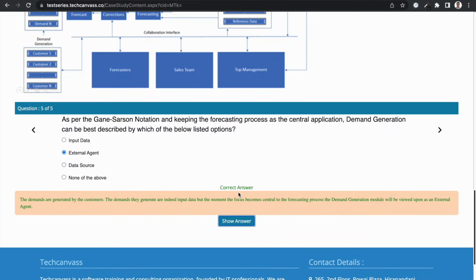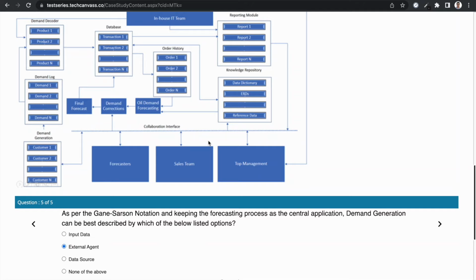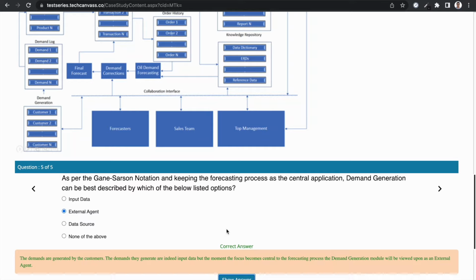The demands are generated by the customers. The demand they generate is indeed input data, but as the focus becomes central to the forecasting process, the demand generation module will be viewed as an external agent. Sometimes for a question you may not need to go through the entire diagram, which may look this huge, with a lot of information about the source data, inputs, and outputs. Sometimes the question can be just checking your knowledge: how well you understand the alternative names for the diagrams, the elements which are there, and their purpose. In that way, you can also answer the case studies.